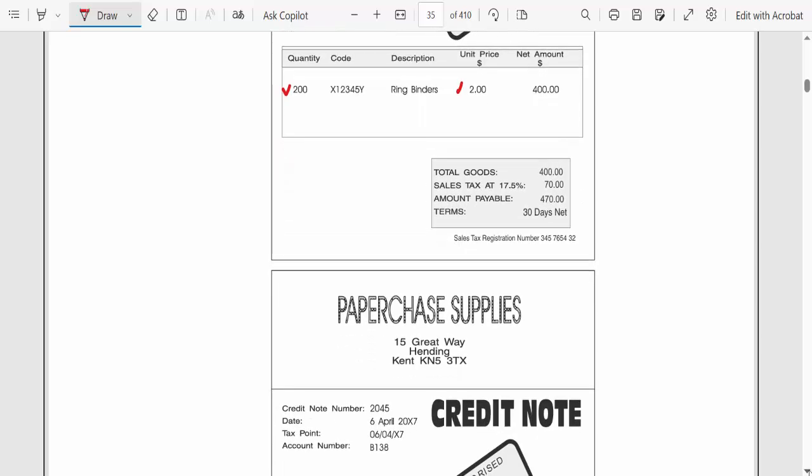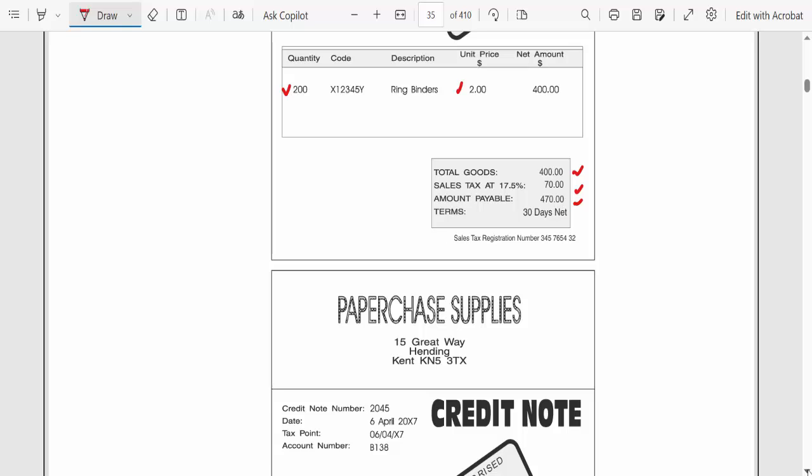In addition, there is a sales tax, VAT, applied at 17.5%, which amounts to $70 on the goods. Therefore, the total amount payable on the invoice is calculated as follows. Total goods cost, $400. Sales tax, $70. Total amount to pay, $400 plus $70 equals $470. This invoice serves as a request for Tabletops Ltd. to pay $470 for the items purchased.